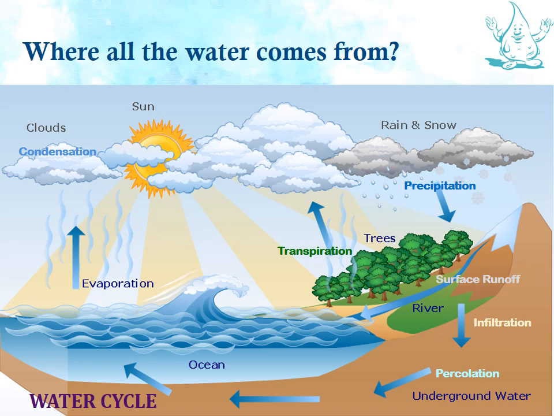So, where all the water comes from? Water on Earth continuously circulates from the ocean to the atmosphere to the land and back to the ocean. This never-ending movement from one stage to another is known as hydrological or water cycle.